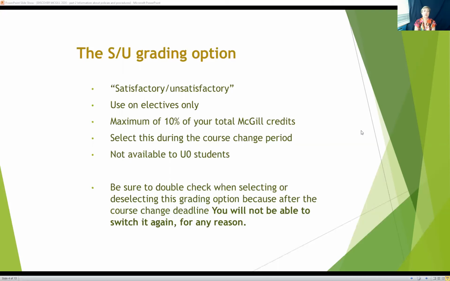So the SU grading option. SU stands for satisfactory and unsatisfactory. It's similar to the concept of pass-fail grading with some important differences. Essentially, with SU grading, it's a choice made by an individual student. It's a grading option that you choose to apply to a course. It's not the professor who chooses that everybody in the course will get pass-fail. It's you choosing to convert whatever letter grade the professor gives you to SU before it shows up on your transcript.